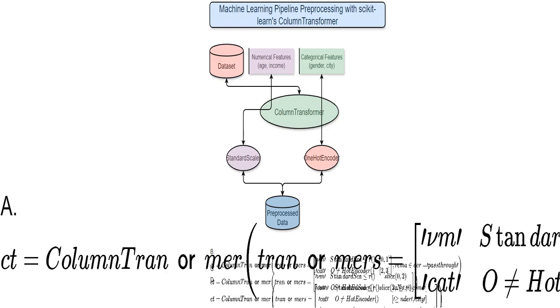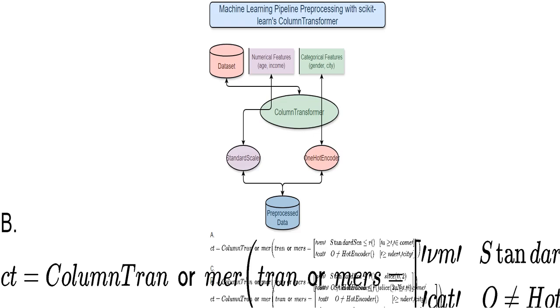I see this option uses column names, age and income, for numerical scaling using StandardScaler, and gender and city for categorical encoding using OneHotEncoder. It's super clear and easy to read.